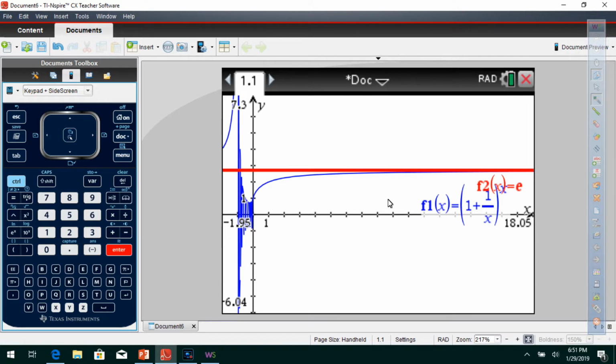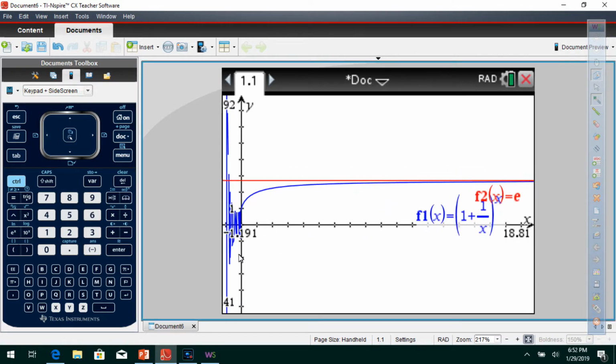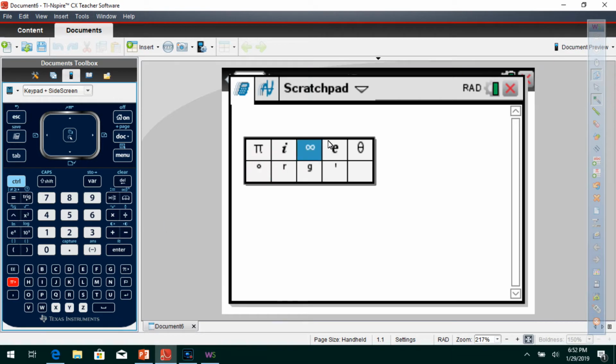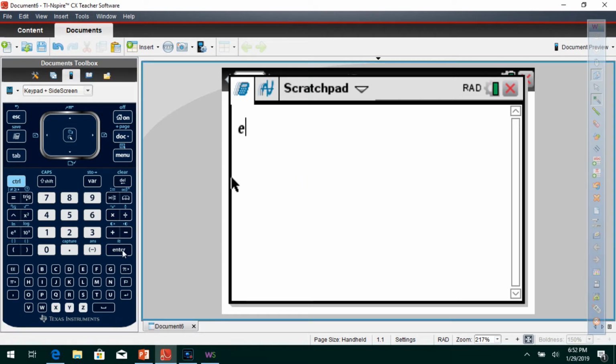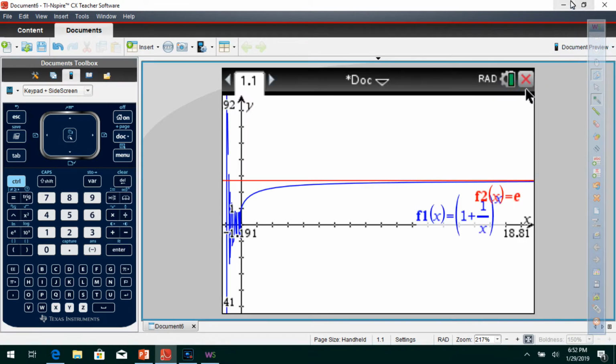It approaches the letter E, or the number E. And I know you're thinking, well, what is the number E? Well, it's 2.71828, and it's one of those irrational numbers like pi. It just keeps on going and going and going. But there it is.